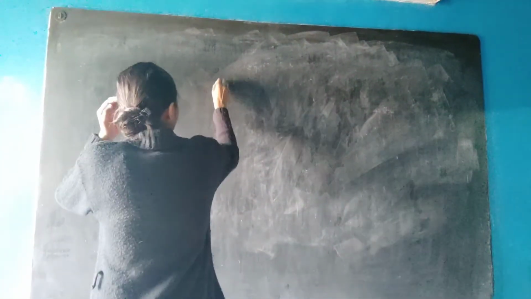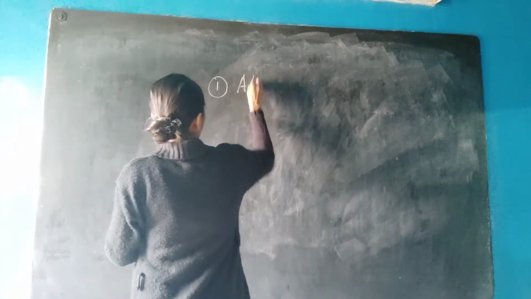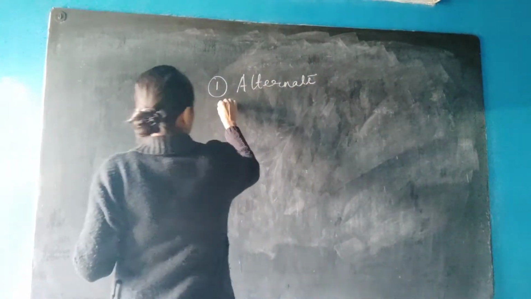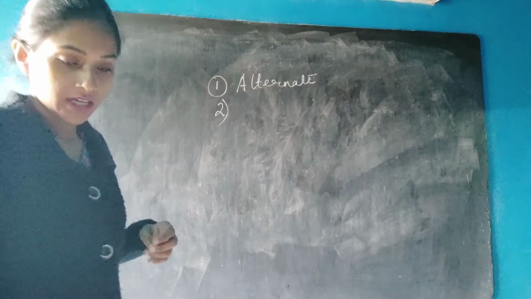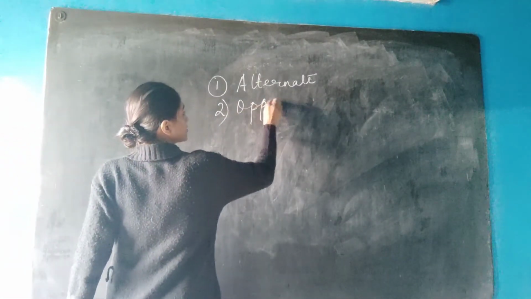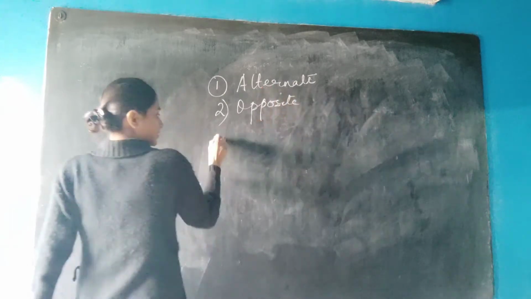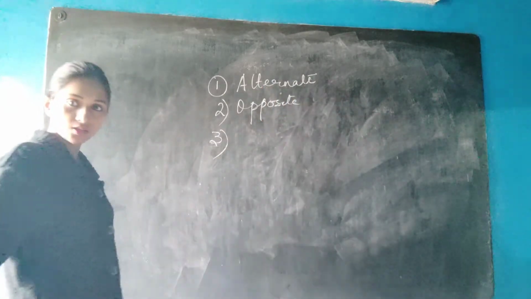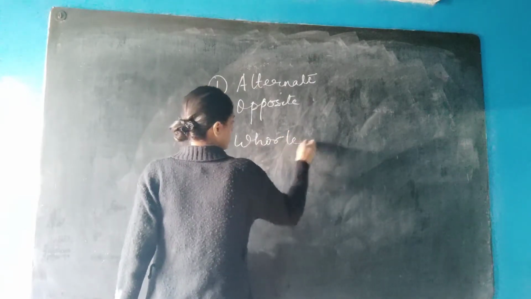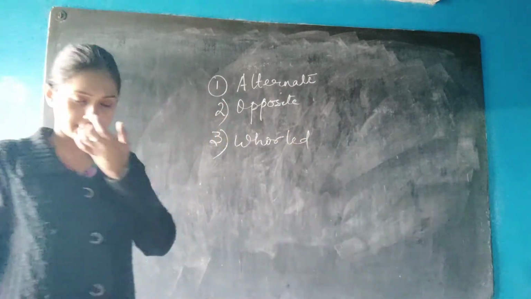So the first type is alternate arrangement, or you can say alternate phyllotaxy. Second type is opposite arrangement, or you can say opposite phyllotaxy. Third one is the whorl arrangement or whorled phyllotaxy.